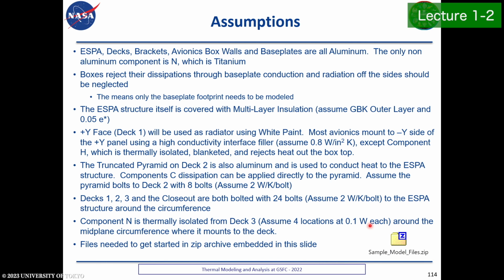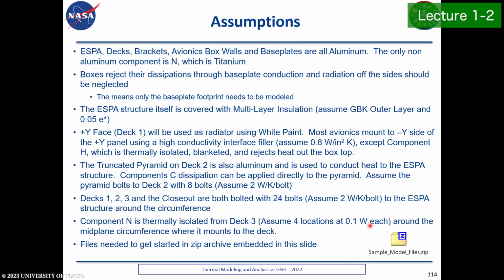So that really means that if we're ignoring radiation from the sides of boxes, we can just model the box baseplate and its conductive interface down to its substrate, rather than having to do the walls to get the radiation there. We're going to assume that the ESPA structure itself is covered with multi-layer insulation. We'll assume a germanium black Kapton outer layer and an E-star effective emissivity of 0.05.